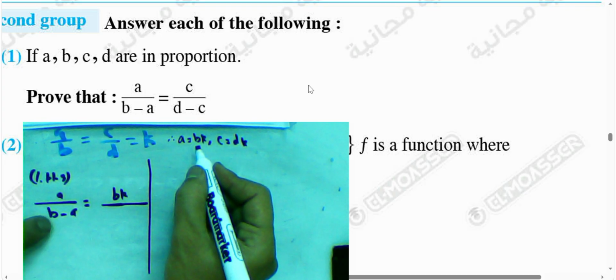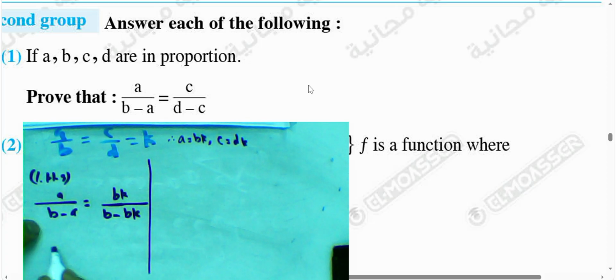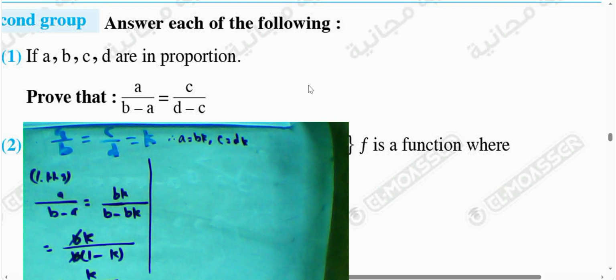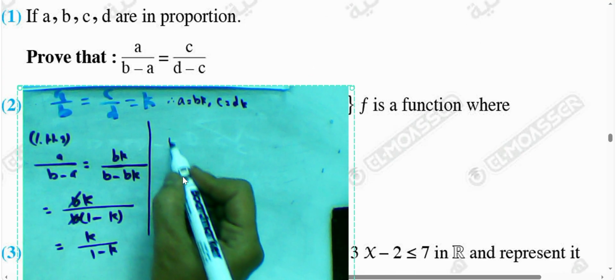B was B and A was BK. BK over B times (1 minus K), and B divided by B equals 1, and BK divided by B equals K. The result will be K over 1 minus K. Okay, right hand side.